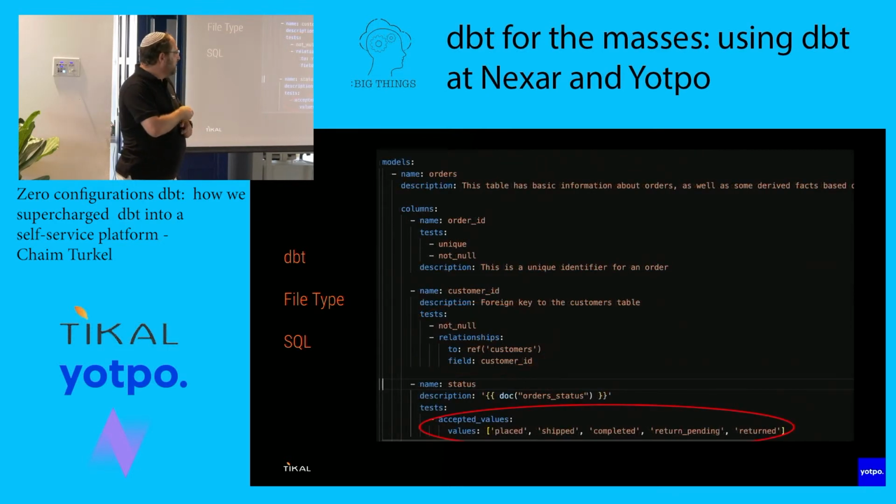And the last type is accepted values. If I have a column that's an enumerator, I can validate that all the values that are in there are the values I'm expecting, and this way my report won't crash because there's some sort of value that I didn't expect, and I can test it from the beginning.